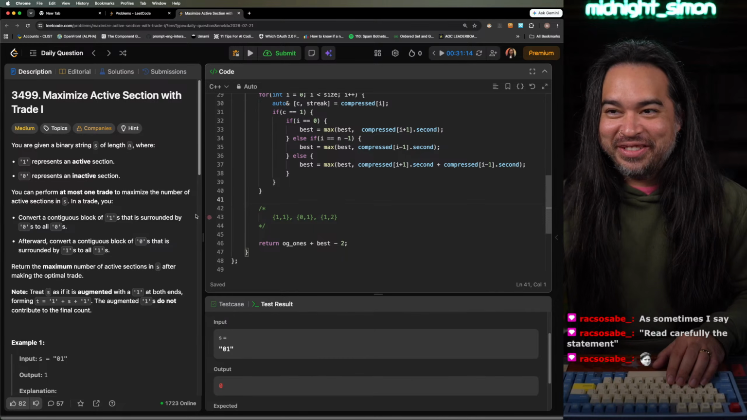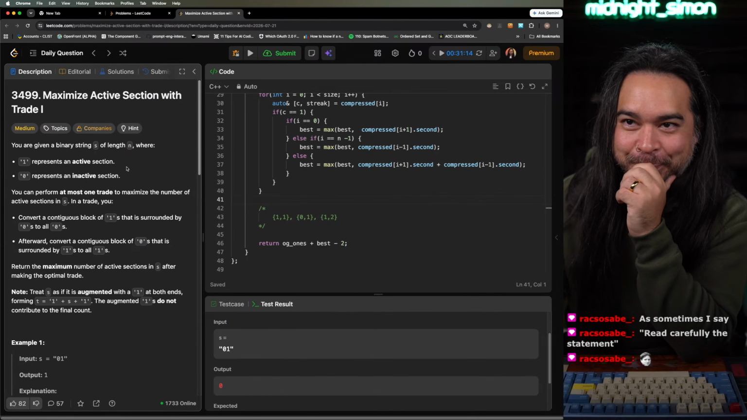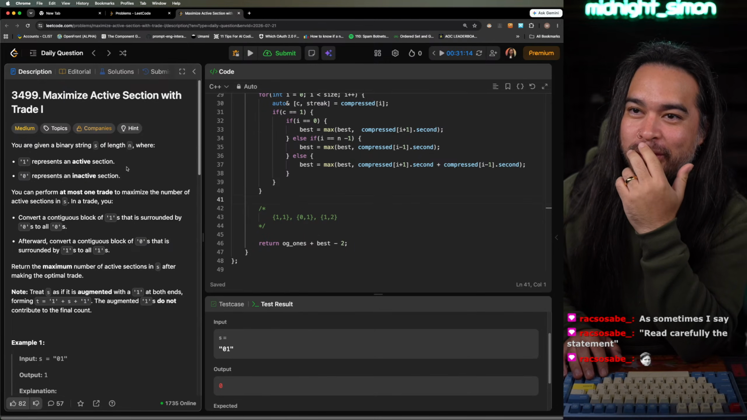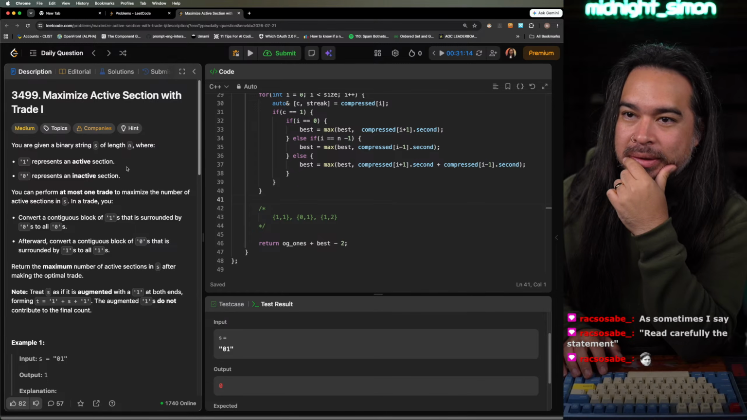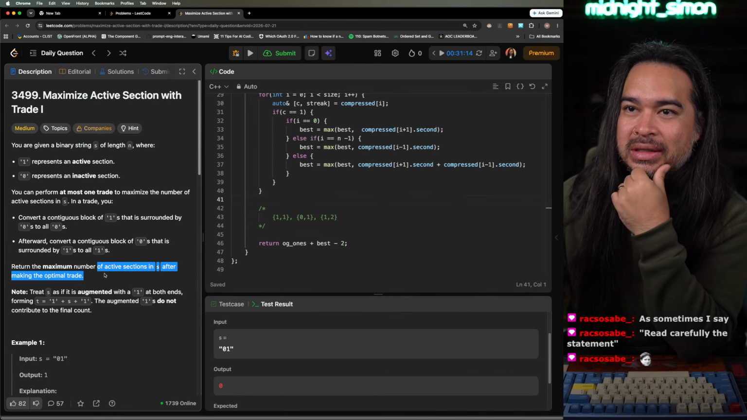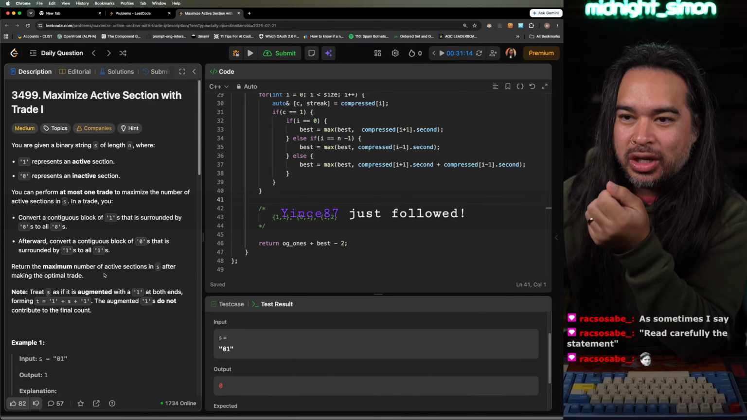Sometimes I say read carefully the statement. Hold on. Let me read it one more time then. Binary string of length n. 1 represents an active section, 0 represents inactive section. At most one trade to maximize the number of active sections. Return the maximum number of active sections after making the optimal trade.